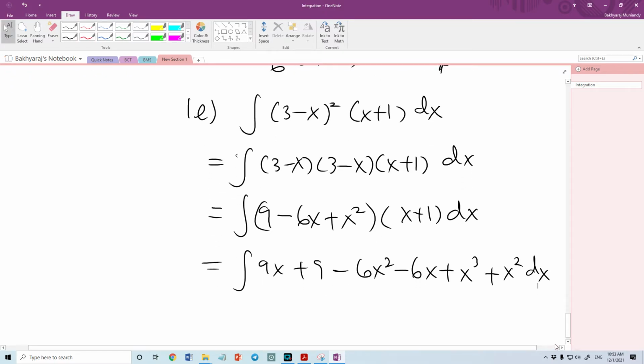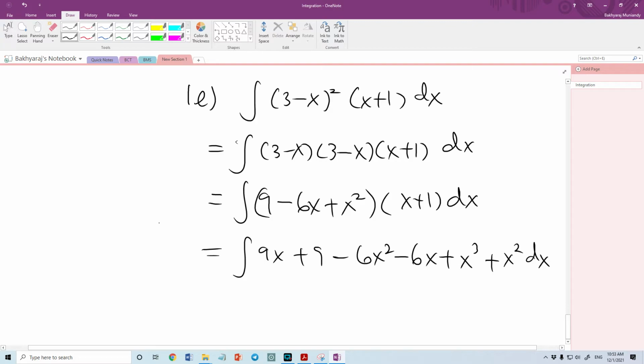Okay, so once we expand this, then we can simplify them. So x to the power of 3, and then x to the power of 2, we have negative 6 plus 1, you get negative 5x squared. And then we have 9x minus 6x, so 9 minus 6, we get 3x, and then plus 9 dx. So the expansion gives you this.